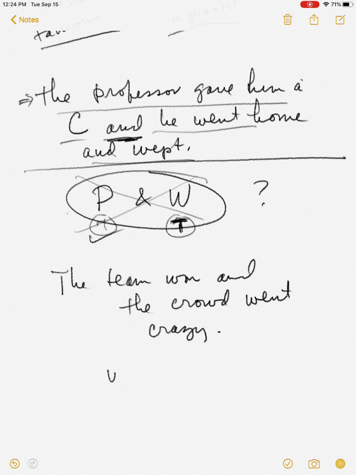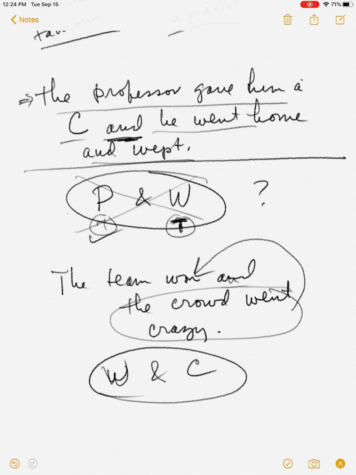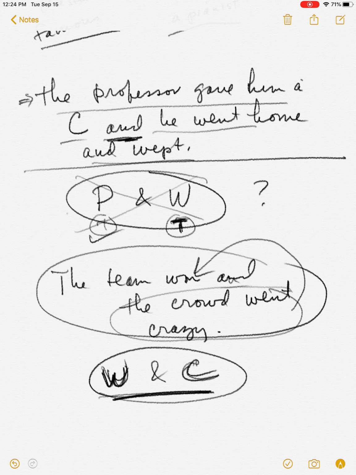If you did that as the team won and the crowd went crazy, this doesn't capture what's going on here, because what's intended in this sentence is that the crowd's going crazy because of the team's winning. But this could be the team won, but the crowd went crazy because they spotted Beyonce in the stands or something. I'm really bad at coming up with examples today. So this could be true, but not capture what's really going on in this sentence, where there's a causal relationship between these two events.